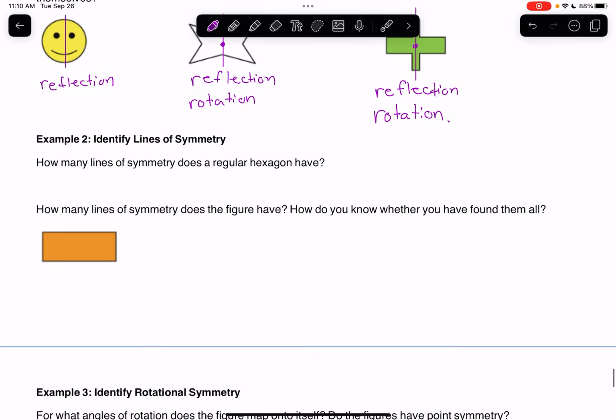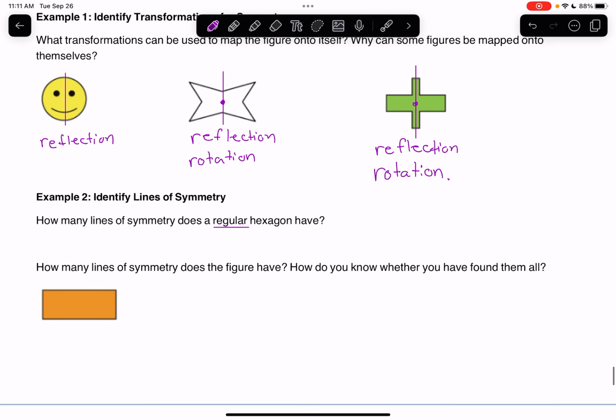So coming down here, we've got some ideas. How many lines of symmetry does a regular hexagon have? When we think about this word regular, regular has a different definition in geometry than it has in the rest of life, because regular in geometry means it's a shape with all sides the same length and all angles the same measure. We'll see if this program allows me to draw a hexagon. Yes, perfect. So, all right, here's a regular hexagon.